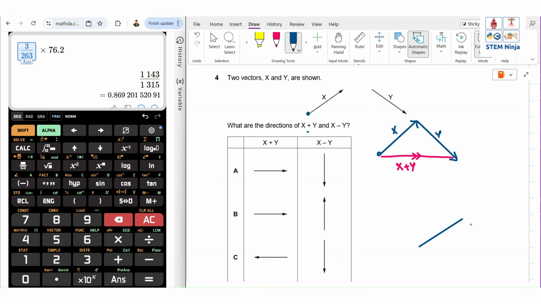So x would be going this way, minus y would be going the opposite direction but the same length. So this is minus y. So x minus y, what are we doing over here? We can also write it as sum of x and minus y. So the direction over here comes slightly, I think, vertical. So this is x minus y. So I think B would be the right answer.